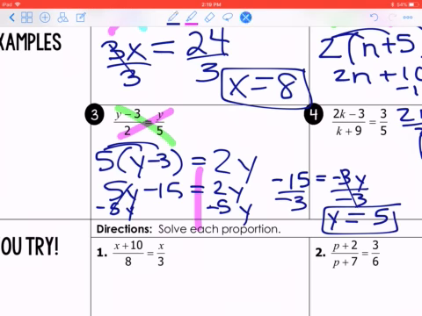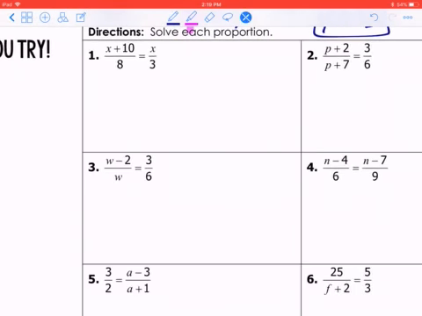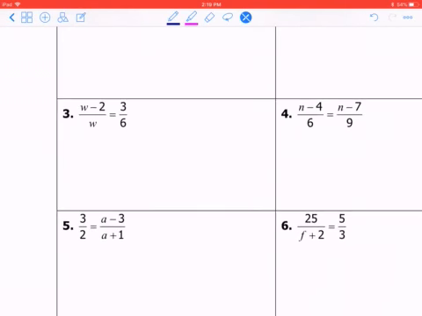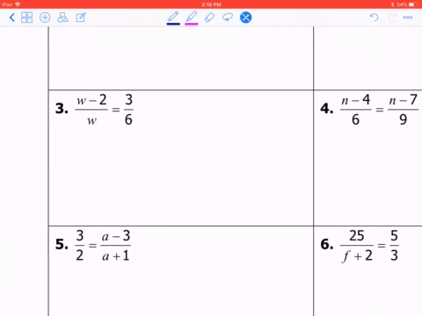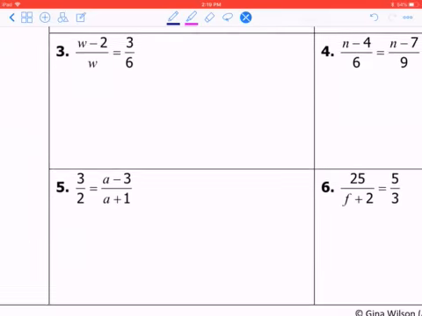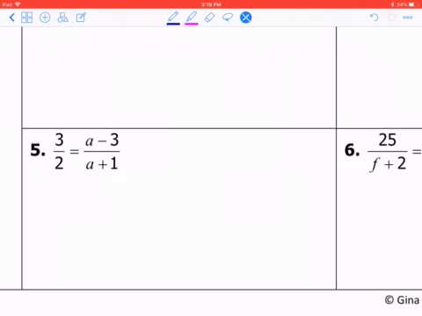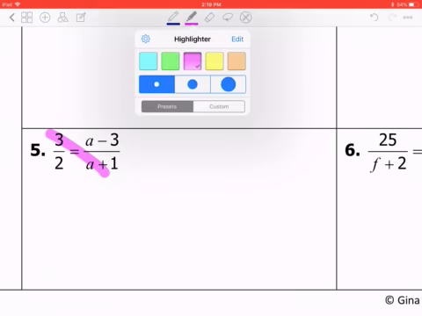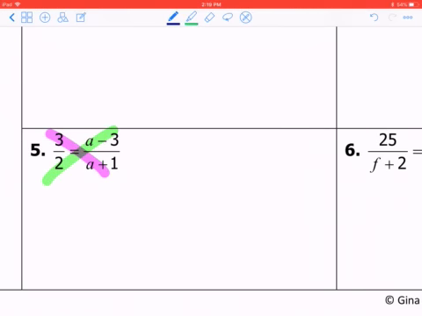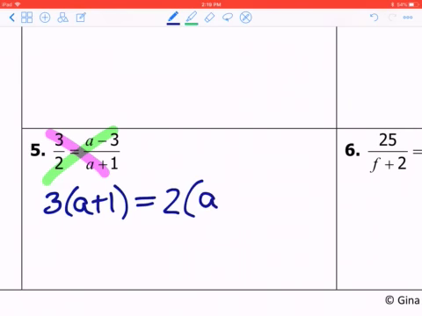We'll try one more. Let's jump down here. Let's look at number 5. That's the one. Okay. Now this will be the last one that we do. We're going to cross multiply. Okay. And now, look, I have 3 times a plus 1, and that's going to be equal to 2 times a minus 3. So this one has distributive property on both sides.